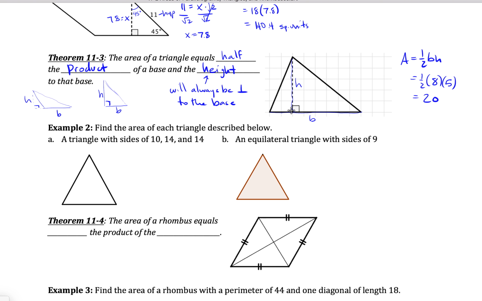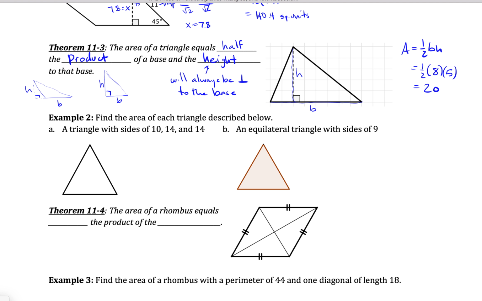Let's take a look at example 2 here on your notes. I'm going to do example 2A, and then I'm going to leave example 2B for you to try. So to spare you the agony of watching me try and draw these triangles, I went ahead and used a computer program to put my triangles on there. You're going to have to do them yourselves, right? But we're looking at, in example A, a triangle that has sides of 10, 14, and 14. Well, that means it's an isosceles triangle, right? These two sides are congruent. They're both 14 units. And then this side down here is 10 units.